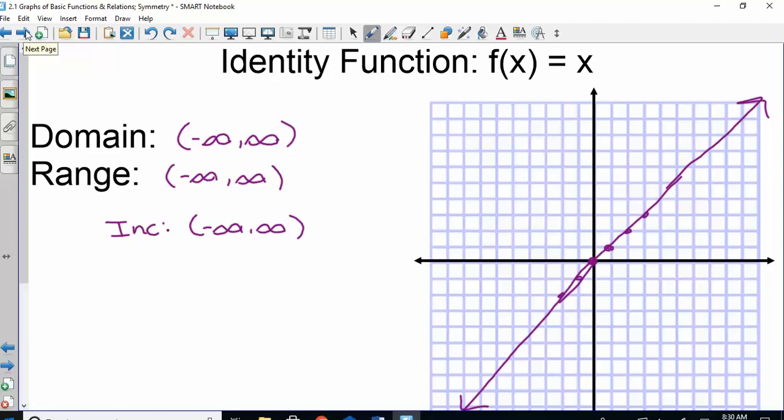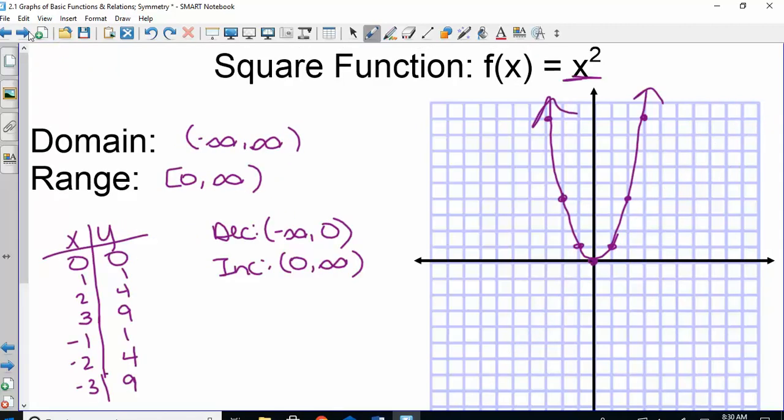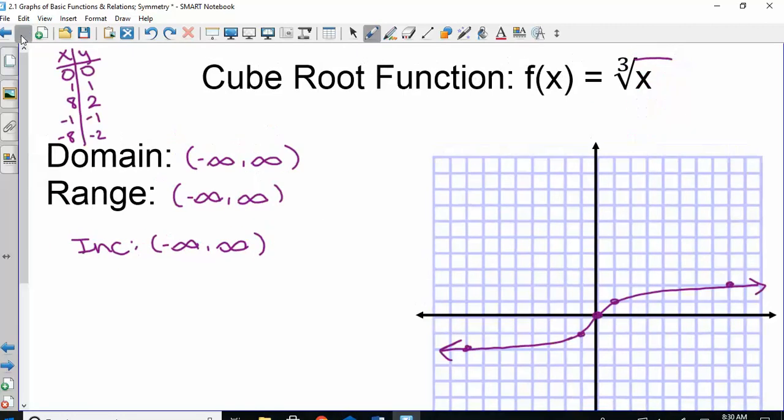Are any of these functions symmetric on the y-axis? Yes. Absolute value. The absolute value and the parabola. Do you guys see if I fold this on that y-axis, the 2 sides are the same? So what happens if you look at these points, when you put in a positive 1 and a negative 1, you get the same thing. When I put in a positive 2 and a negative 2, we get the same thing.